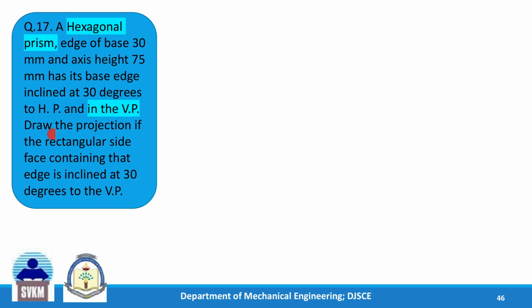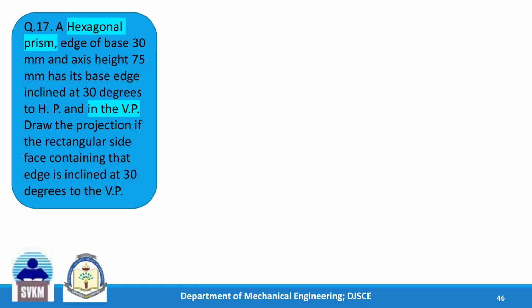Draw the projection if the rectangular side face containing that edge is inclined at 30 degrees to VP. So this is the data for this second step. So we will tilt it so that the rectangular face will make an angle of 30 degrees with VP. And the third step, the edge of that rectangular face making 30 degrees with HP. So let us see the solution.